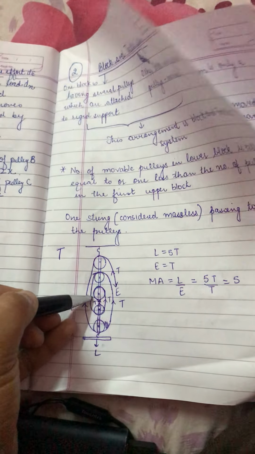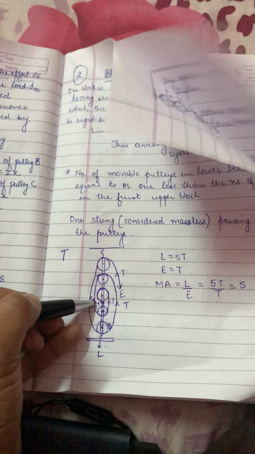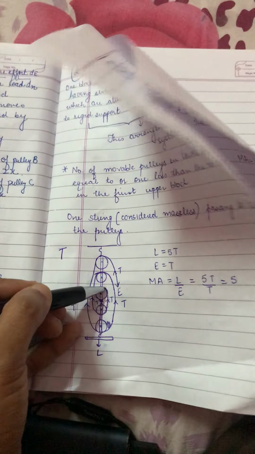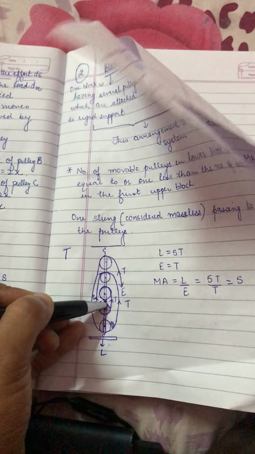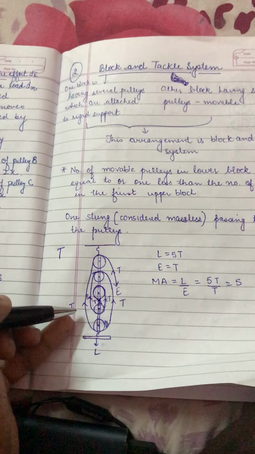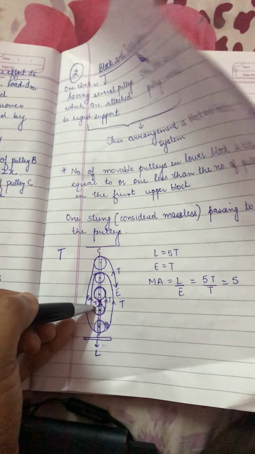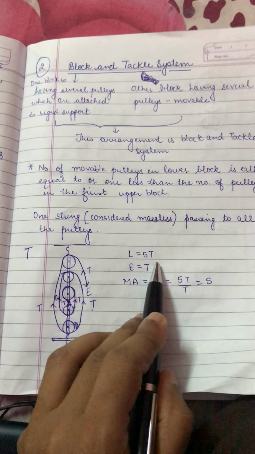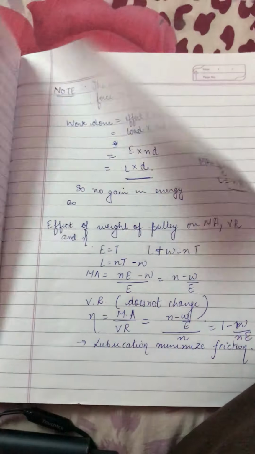Now this string is moving. So tension here in this part, tension here in this part, that is moving on the string, and a string is attached here with the hook, so tension is in this part. How many total T's are there? 1, 2, 3, 4 and 5. So L is equal to what? 5T. Mechanical advantage is equal to 5.